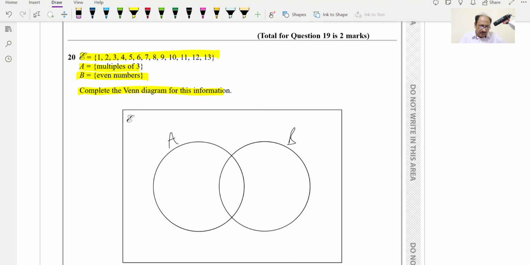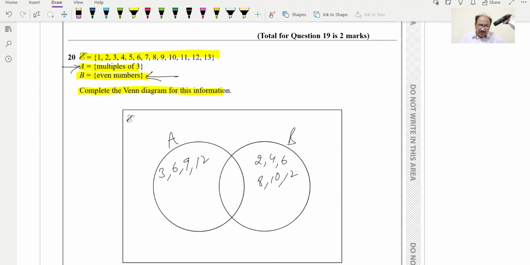And first of all, multiples of 3. Multiples of 3 are in A. This one, multiples of 3. So multiples of 3 will be 3, 6, 9, and 12. So these will be the multiples of 3. And remaining is what? B will be even numbers, so we can write even numbers over here, which are 2, 4, 6, 8, 10, 12, 14. 14 is not there, so up to 12.